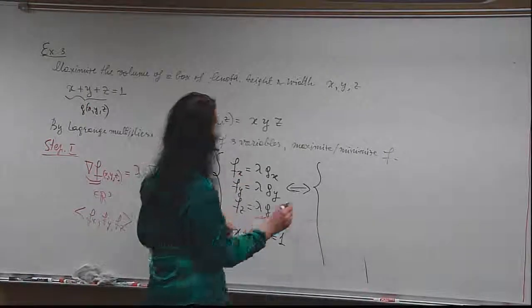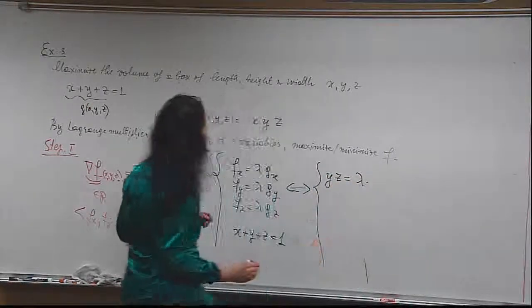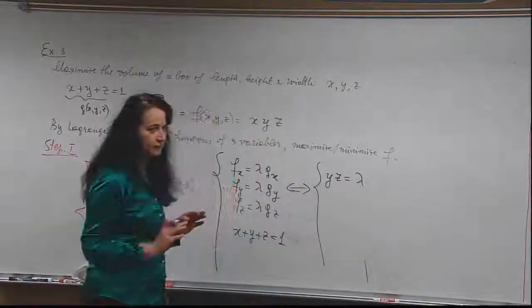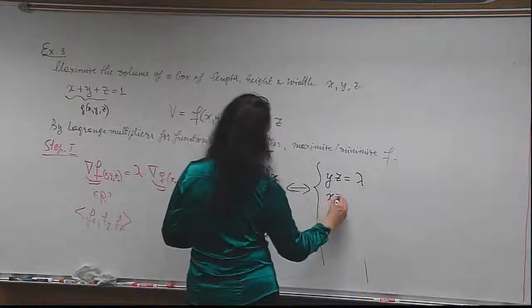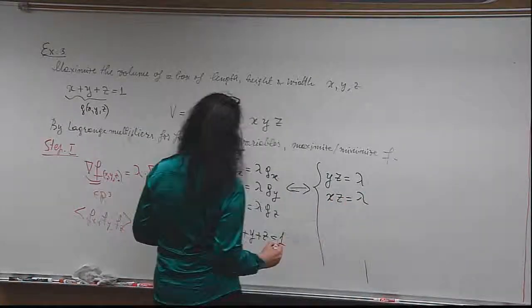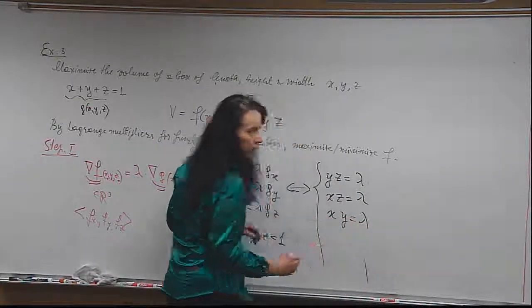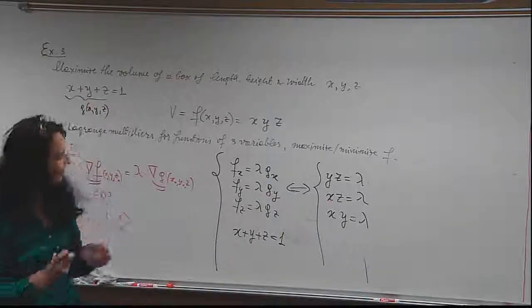f sub x will be yz equals lambda. What is g sub x? 1. Thank you, God. So it's fine. f sub y will be xz equals lambda. f sub z is xy equals lambda. There is a lot of symmetry in that.